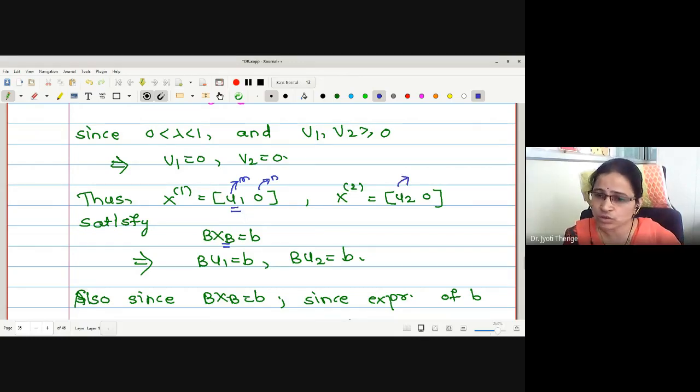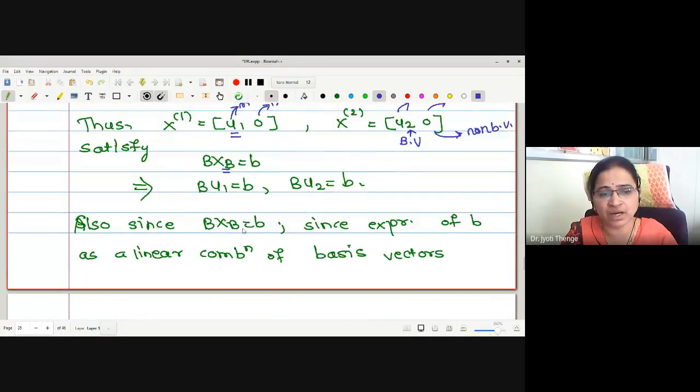u1. Here also, this is an m tuple vector, this is an n tuple vector. These are my basic variables, right? And what about this zero value? These are non-basic variables. Therefore, let us put the value here. This equation gives me B u1 is equal to b by putting u1. Similarly, by putting u2, it gives us B u2 is equal to b.